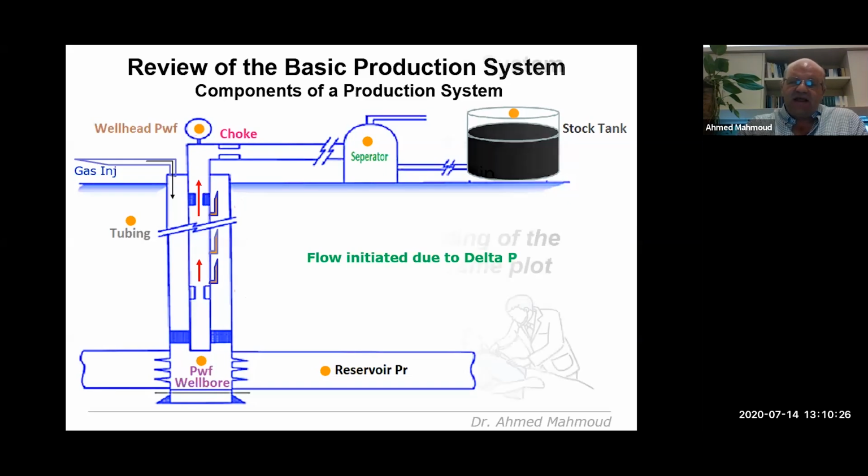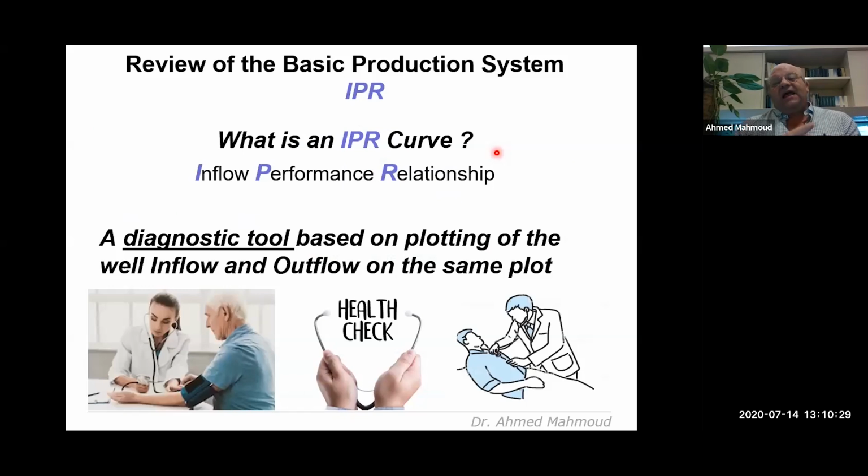Okay, so how do I monitor that and how do I evaluate that, and what is the basic data of our evaluation process, whether it is gas lift or any other system, as we discussed in the previous webinar? We use something called the IPR curve, which stands for inflow performance relationship. It's a method used by petroleum engineers, very similar to what doctors use in the medical domain. It's basically a diagnostic tool or a health check, if we can call it that.